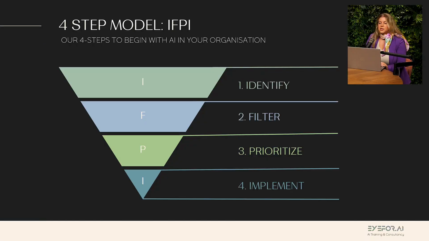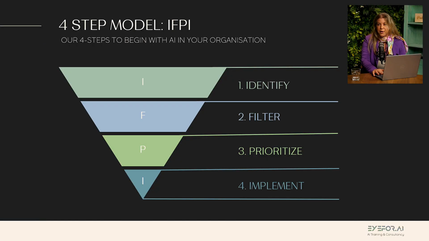So where do you start? You have so many possibilities, so many developments out there. What do you do? What does it mean for your organization? Let's talk about that. So I mentioned IFPI. What is IFPI? IFPI is identify, filter, prioritize, and implement. To give you guidance in how you can use AI in your organization.